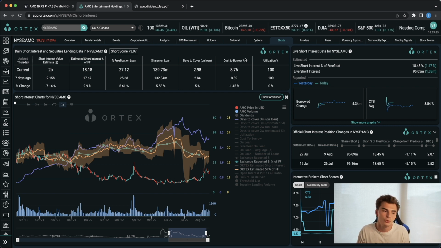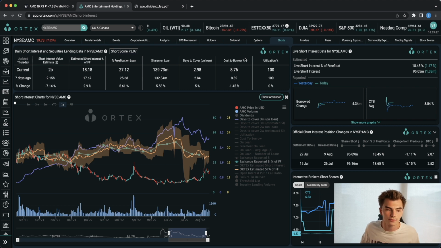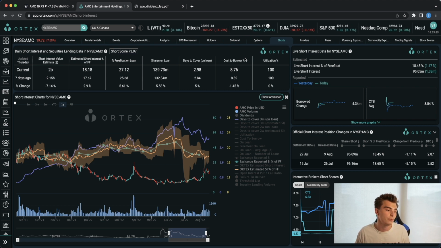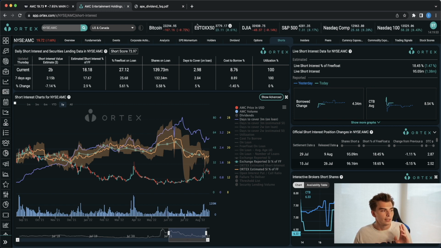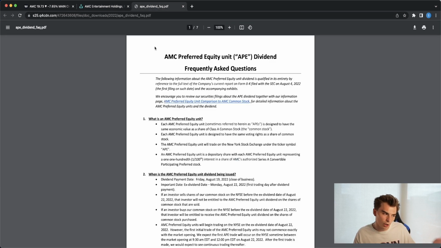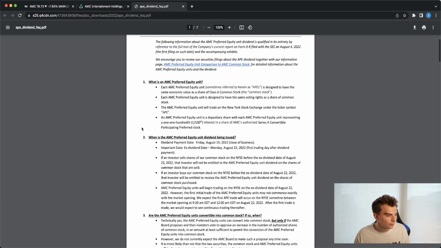Now, I do want to have a little bit of a conversation about APE, the dividend that we should all see actively trading on Monday. Let's go through this little sheet that we have here from AMC itself. The first piece of misinformation that's been spread out to everybody is when you can actually buy AMC and then also receive the dividend.